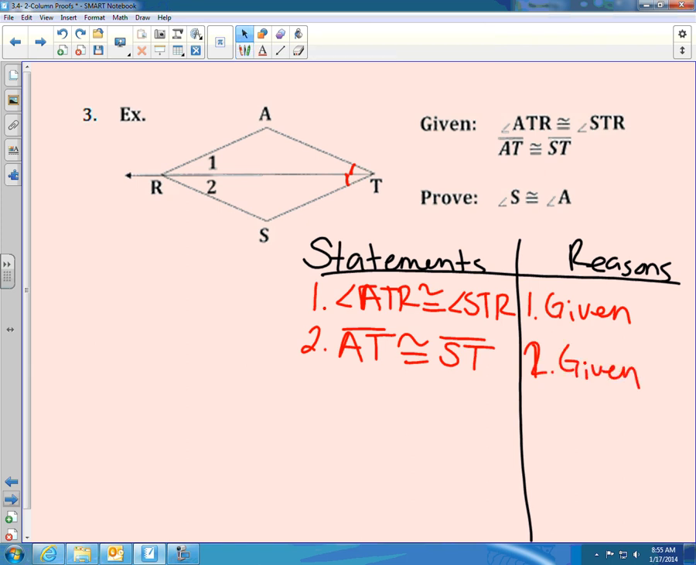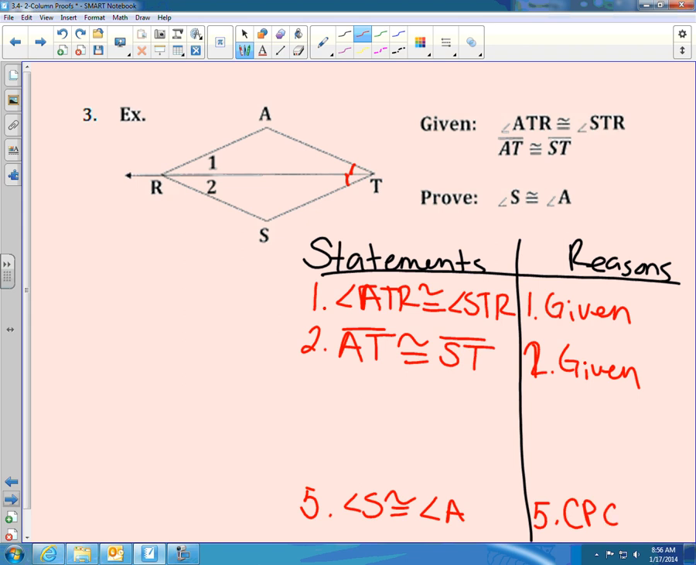Now notice this time our proof is not proving that those triangles are congruent, it's proving that angles are congruent. So I'm going to tell you that there's going to be 5 steps in this one, and step 5 is going to be our prove: angle S is congruent to angle A. And this is going to be corresponding parts of congruent triangles are congruent. So you need to come up with step 3 and step 4.